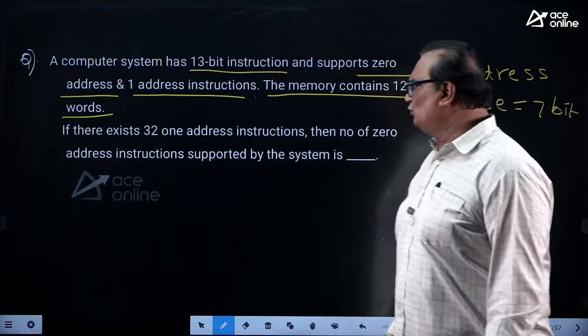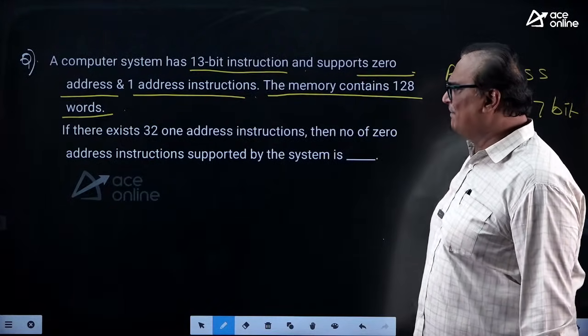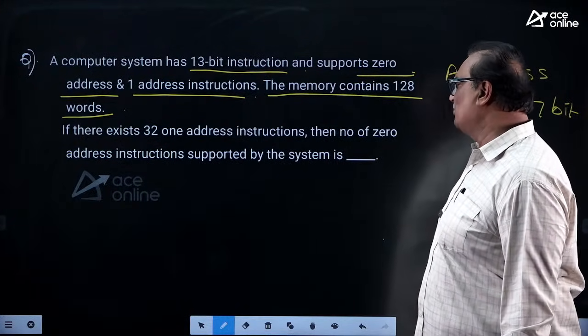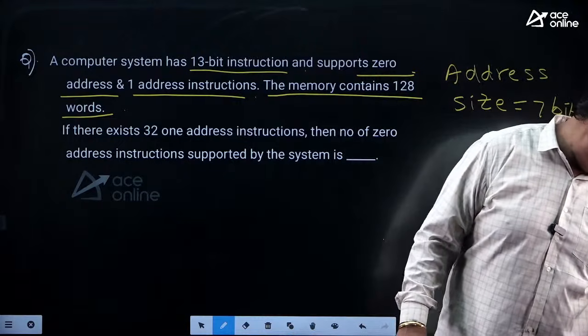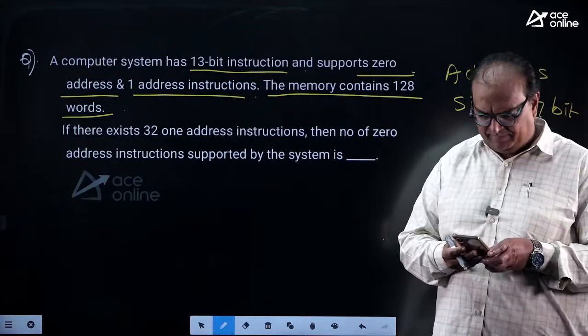If there exist 32 1-address instructions, then the number of 0-address instructions supported by the system is dash. Take only half a minute. Anybody?